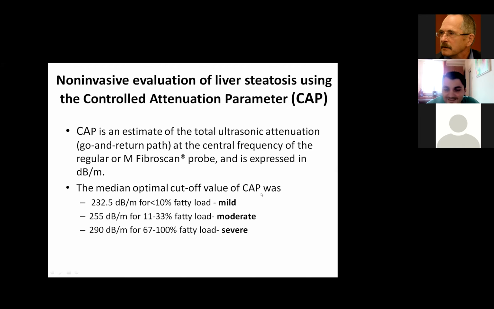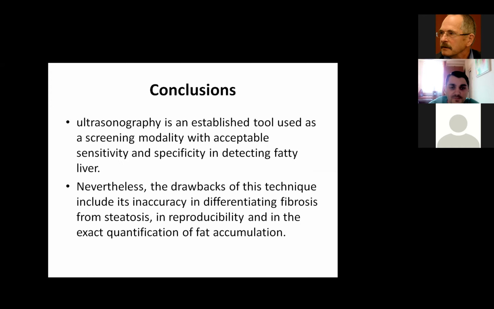A new feature appeared that can allow us to quantitatively assess the steatosis, which is the controlled attenuation parameter that was presented in the previous presentation, that actually estimates the ultrasound beam attenuation on the go and return path from the transducer. And we have also some cutoffs for mild, moderate, and severe steatosis, meaning that we can quantitatively assess hepatic steatosis by this ultrasound-based feature.